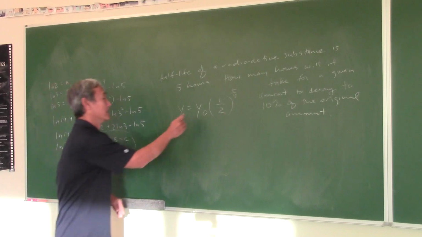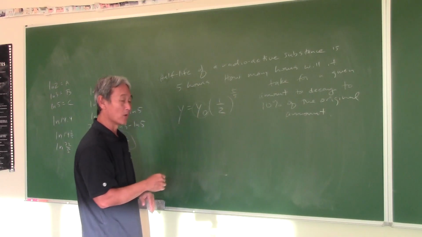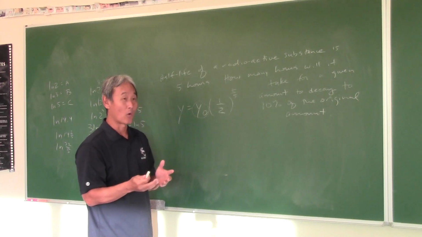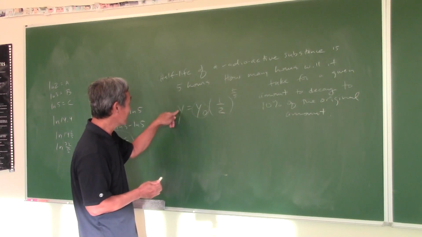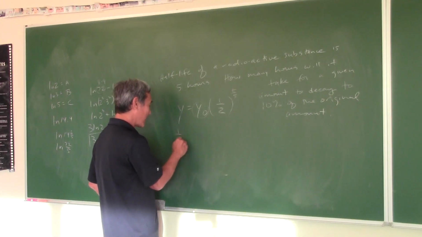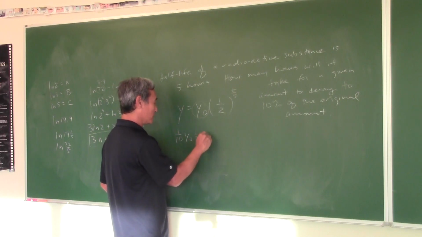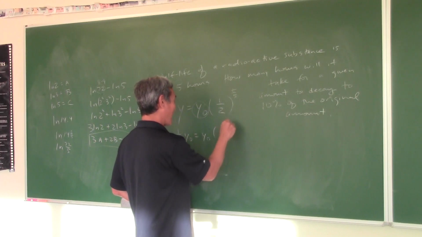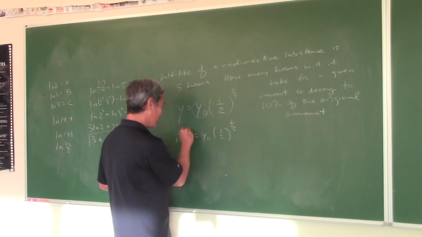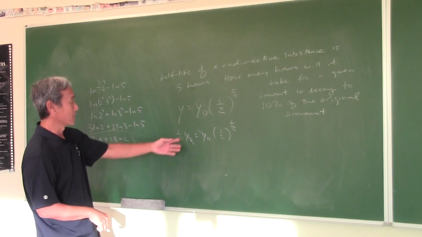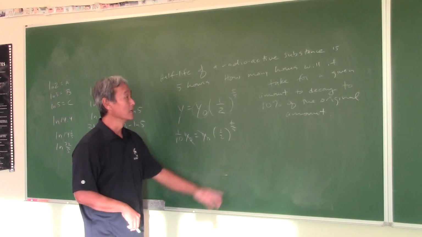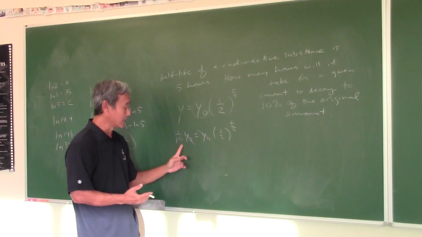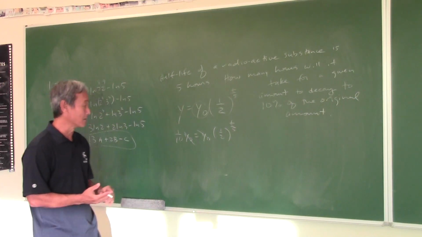Well, this is your original amount. What is 10% of that? 1/10, why not? And where do I plug that in? You plug it in right here. So you get 1/10 is equal to y naught, see, so you really don't even need to know the initial amount, 1/2 to the t over 5 power. The y naughts cancel out. And look, the only variable you have left is t. And that's what we want. How many hours will it take for a given amount to decay to 1/10 of the given amount?